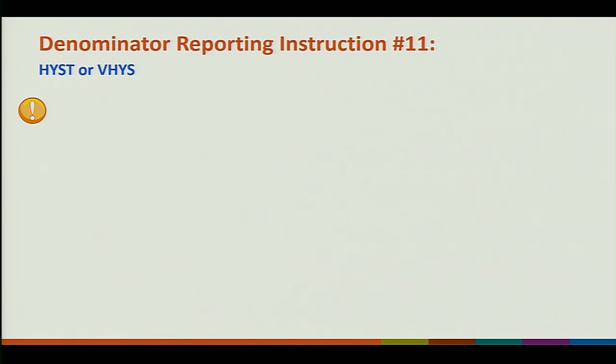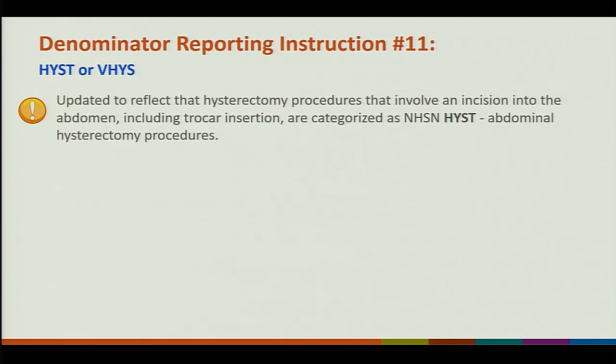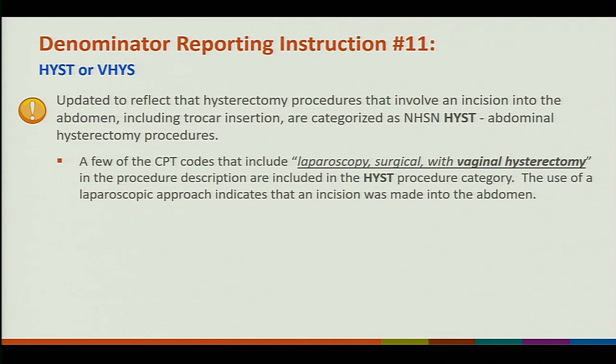The last, final reporting instruction that I want to discuss is denominator reporting instruction number 11, and this addresses HYST and VHYST procedures. We did update verbiage for 2019 to reflect that hysterectomy procedures that involve an incision into the abdomen, including a trocar incision, are categorized as NHSN HYST, abdominal hysterectomy procedures. A few of the CPT codes that include laparoscopy, surgical, and with vaginal hysterectomy in the procedure description are now included under the HYST procedure category.